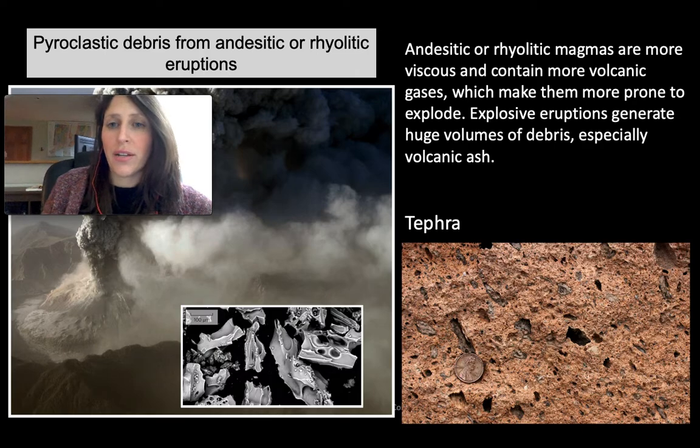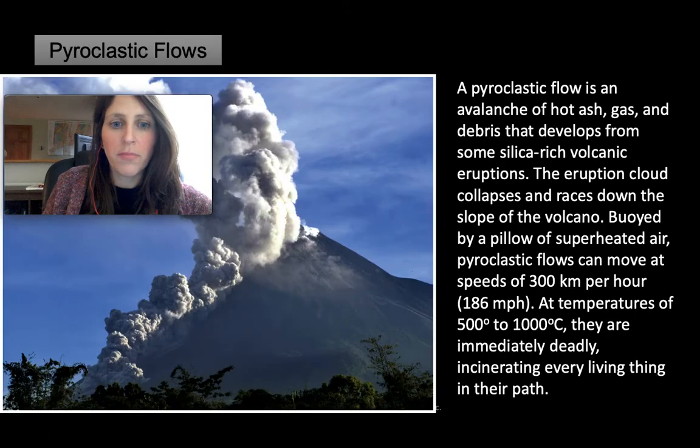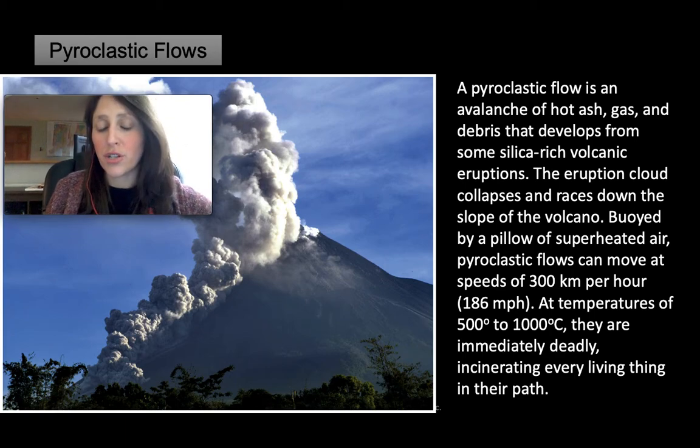They contain more volcanic gases, and they explode all of this debris, volcanic ash. You will get this type of volcanic deposit called tephra. You'll also get pumice. These are for more explosive types of eruptions. And then pyroclastic flows are mostly produced in our andesitic and rhyolitic lava, and they're basically hot avalanches of ash, gas, and debris from our silica-rich volcanic eruptions.